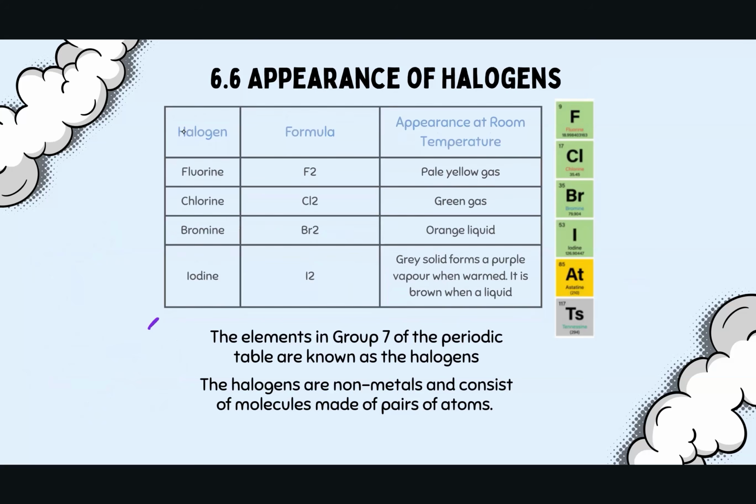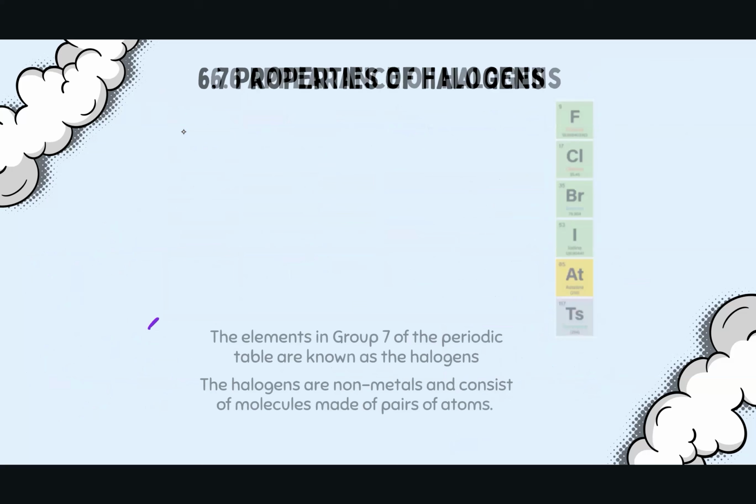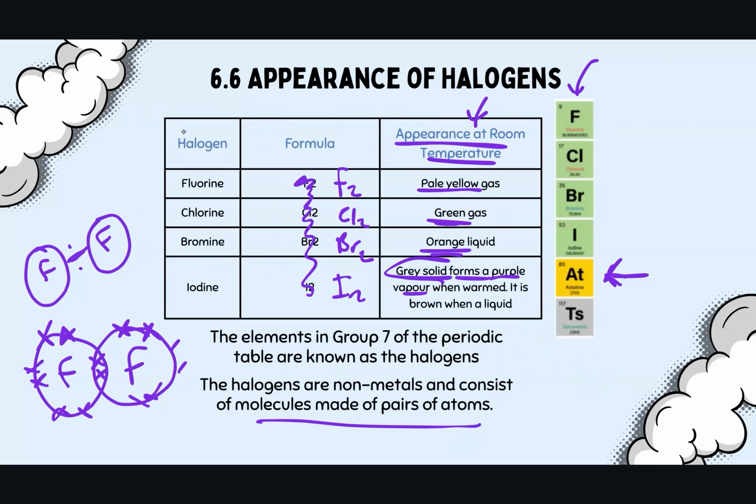Okay, now the next thing you need to know alongside that is that fluorine is a gas, chlorine is a gas, bromine is a liquid, iodine is a solid. So what does that make astatine? Solid. And tennessine is also a solid. So the pattern here is it goes from gas to liquid to solid as you're going down the group. So from a color perspective, it becomes darker. From a gas, liquid, solid perspective, it goes from being a gas to a liquid to a solid.